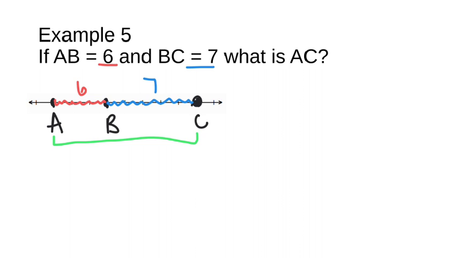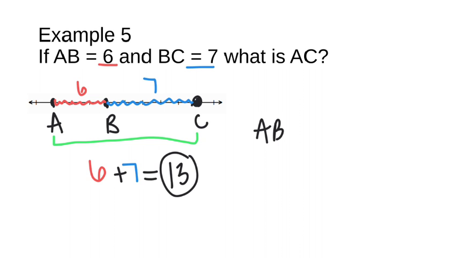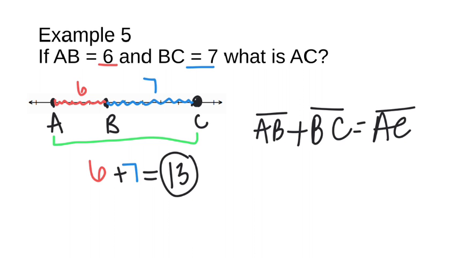Okay, so the segment addition postulate says if I take the red chunk plus the blue chunk, I can get the whole segment. So 6 plus 7 would give me the entire chunk. 6 plus 7 is 13. So again, AB plus BC could give me the whole thing, AC, and AC is 13.